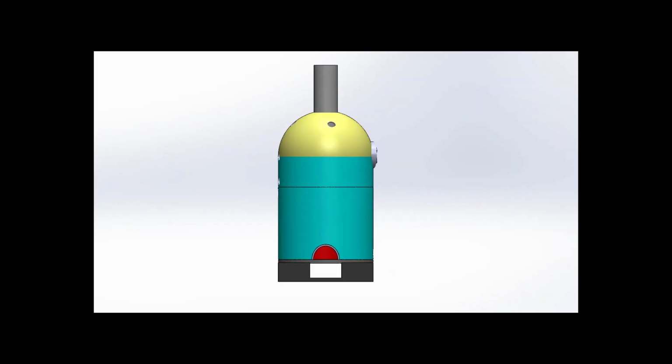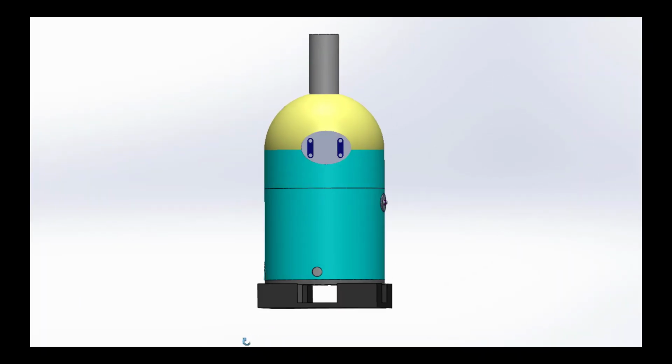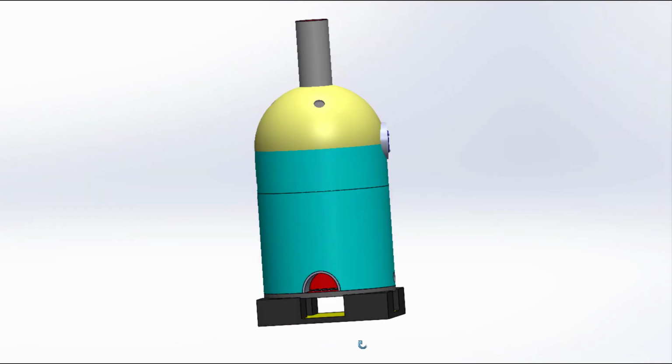Now we'll discuss the details of the simple vertical boiler. Now we'll discuss the working principle of a simple vertical boiler. Let us see how it works. First we'll start from the grate.